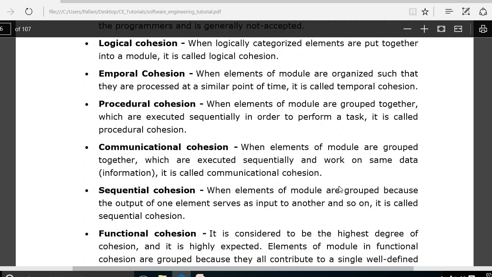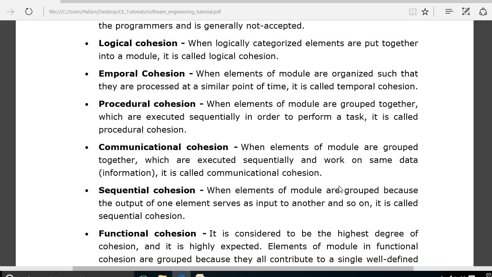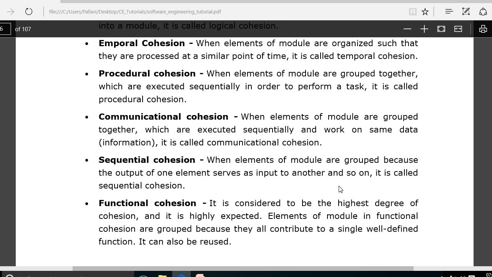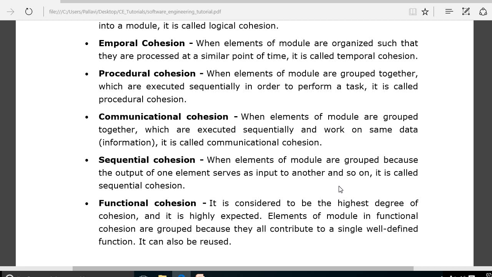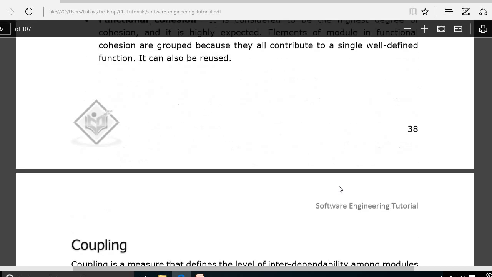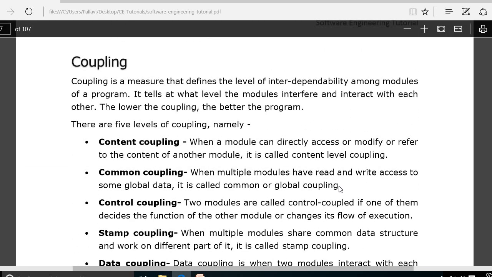And next, sequential cohesion. When elements of a module are grouped because the output of one element serves as input to another, and so on, it is called sequential cohesion. And finally, functional cohesion. It is considered to be the highest degree of cohesion. It is highly expected. Elements of a module in functional cohesion are grouped because they all contribute to a single well-defined function. It can also be reused. So this is about cohesion.